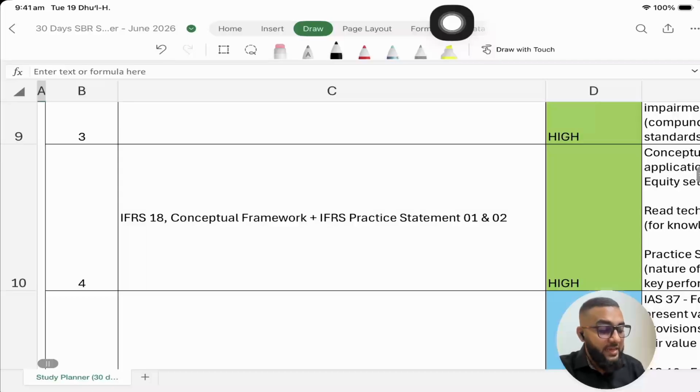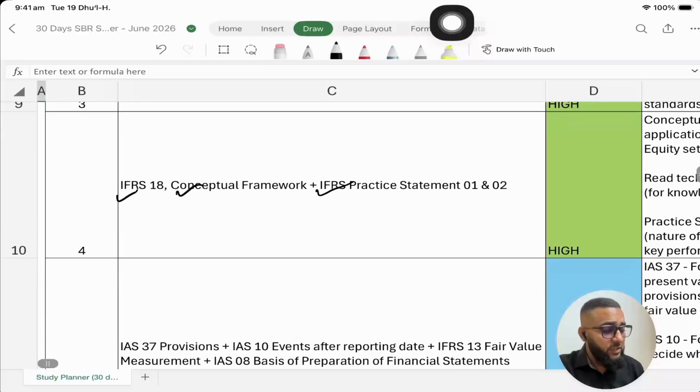Therefore, focusing on IFRS 18, one of the newest standards to have been released in the recent past, along with conceptual framework and IFRS practice statements 1 and 2. So this day is going to be a day to strengthen your foundation because everything revolves around IFRS 18 since that has replaced IAS 1. Conceptual framework is the underlying area to master for any areas that do not have a standard or even for standard creation; this is the underlying technical area that is being referred to and reviewed by. And IFRS practice statements 1 and 2 focus on management commentary as well as materiality.